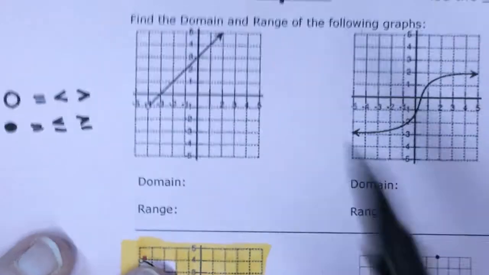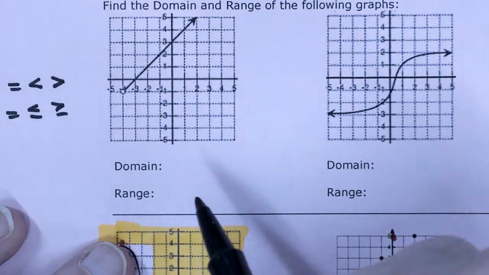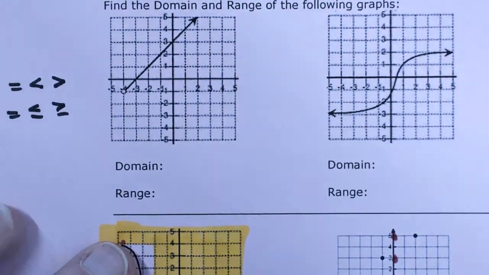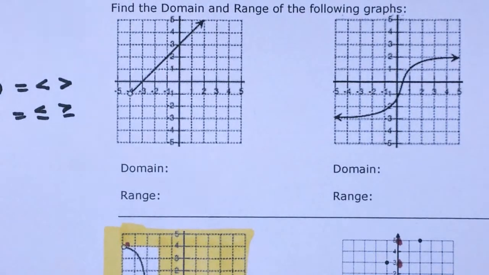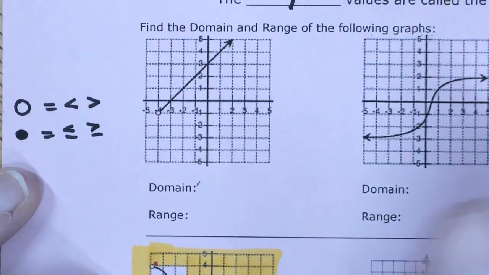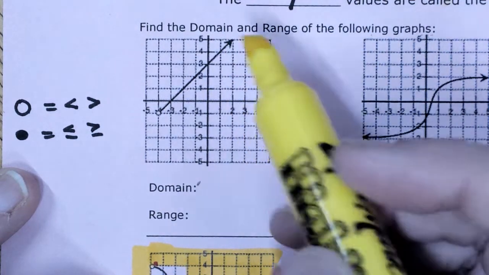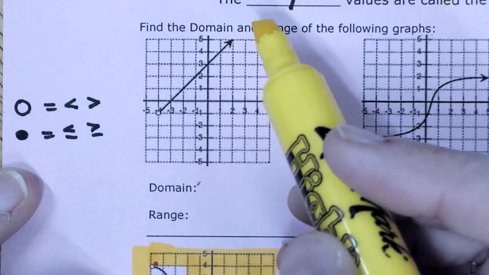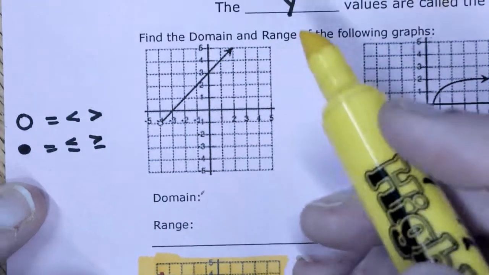Let's look at this one next. Okay, now, when I look at this one, I see an arrow, okay? An arrow means that it goes on forever. An arrow means forever and ever. So even though I don't see anything graphed past here, I can't highlight it because I know that those values continue, and that if my graph were bigger, I would see values there.